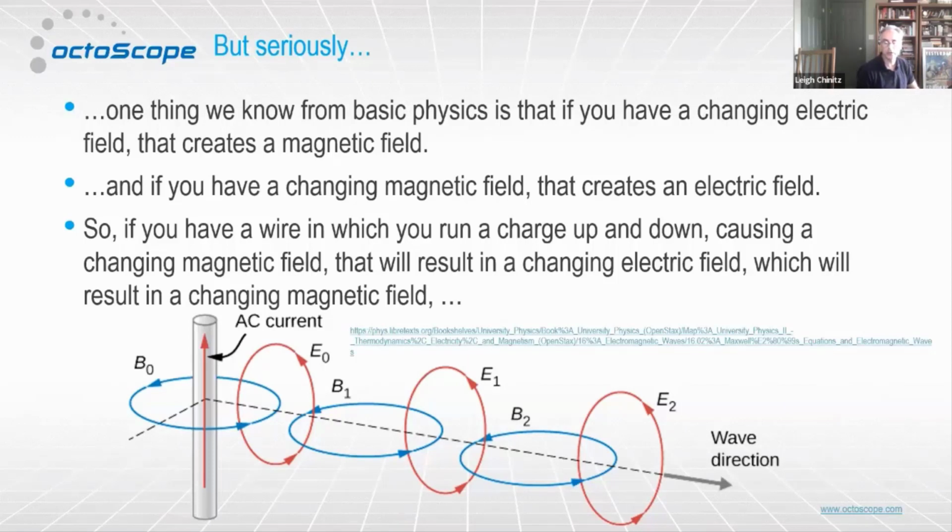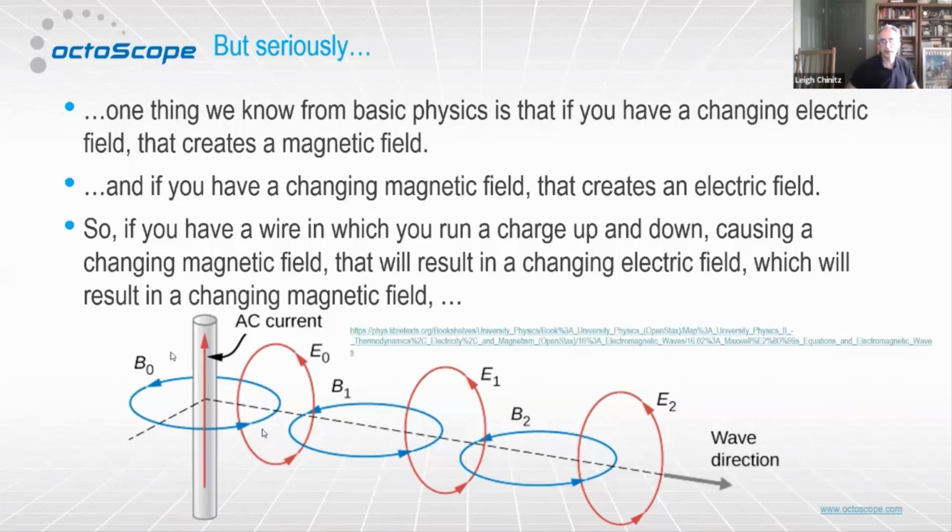If you start changing that current, so use alternating current, for example, so that the current goes up and down the wire, you'll get a changing magnetic field. That magnetic field will flip back and forth, and that results then in a changing electric field, which results in a changing magnetic field, and so on and so on. So if you look at this picture, this gives you a simple but useful understanding of how an alternating current in a wire generates these fields near the wire.